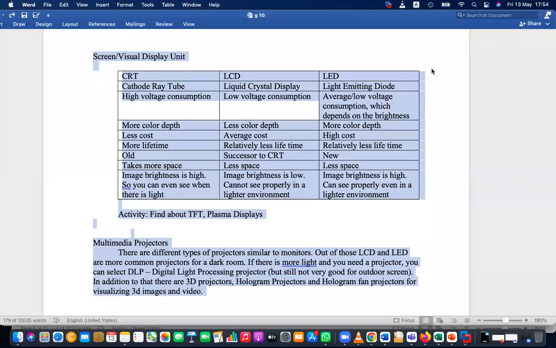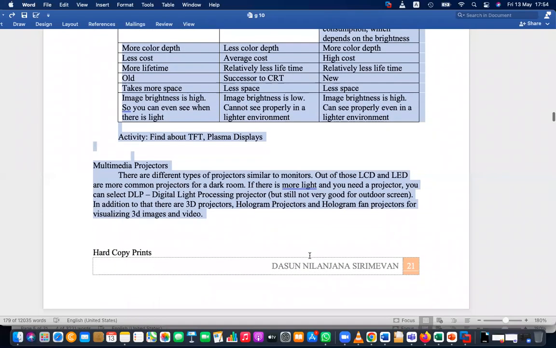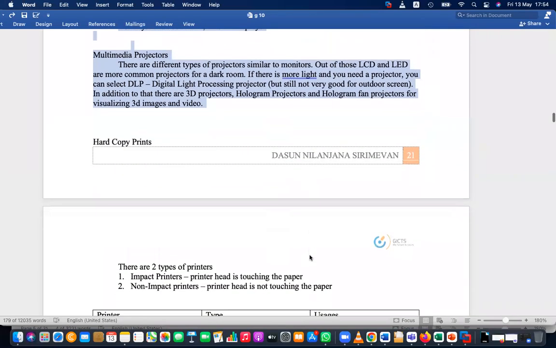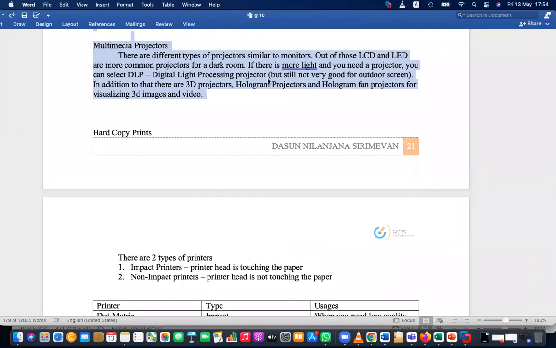Right, the next thing is about multimedia projectors. Now screens, the next thing is multimedia projectors. Again, three types: DLP, LCD, LED. DLP is digital light processing. DLP projectors you can use in an outdoor environment, right? And LCD and LED are better in dark rooms, but DLP projectors are good for outdoor screens.